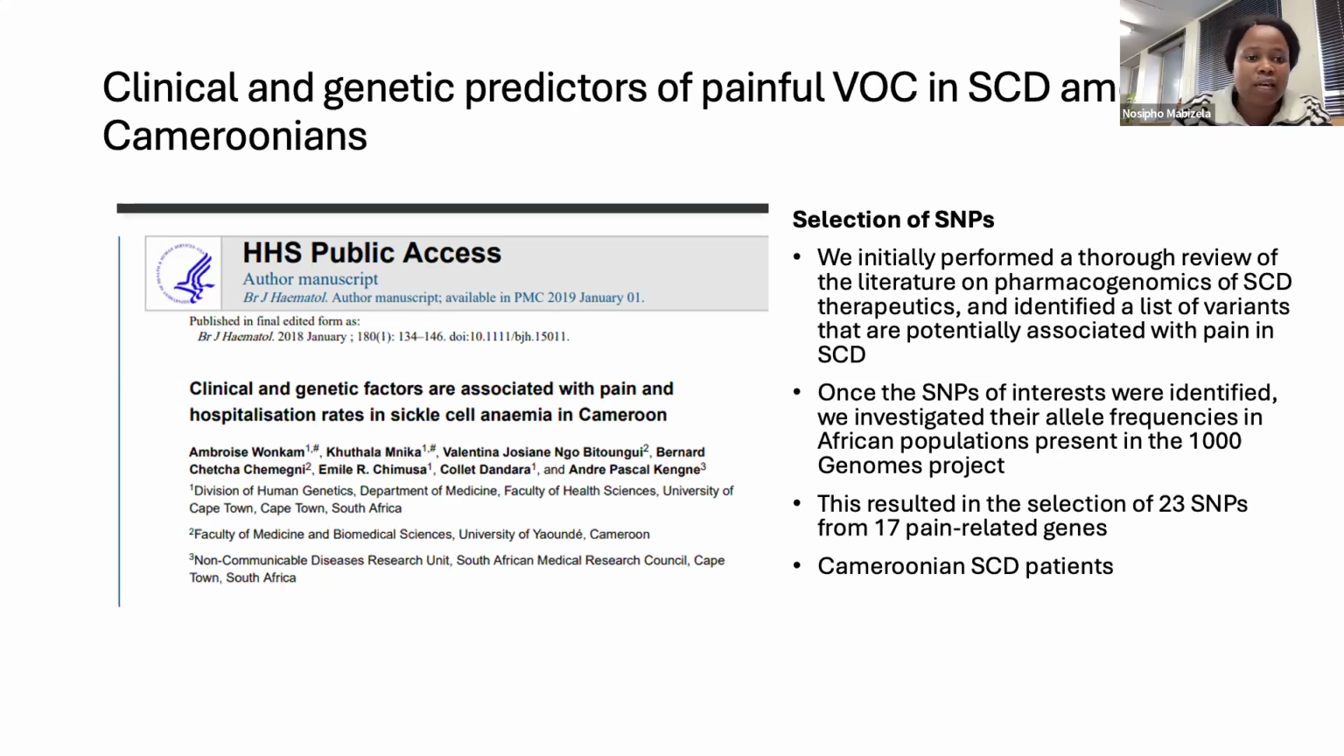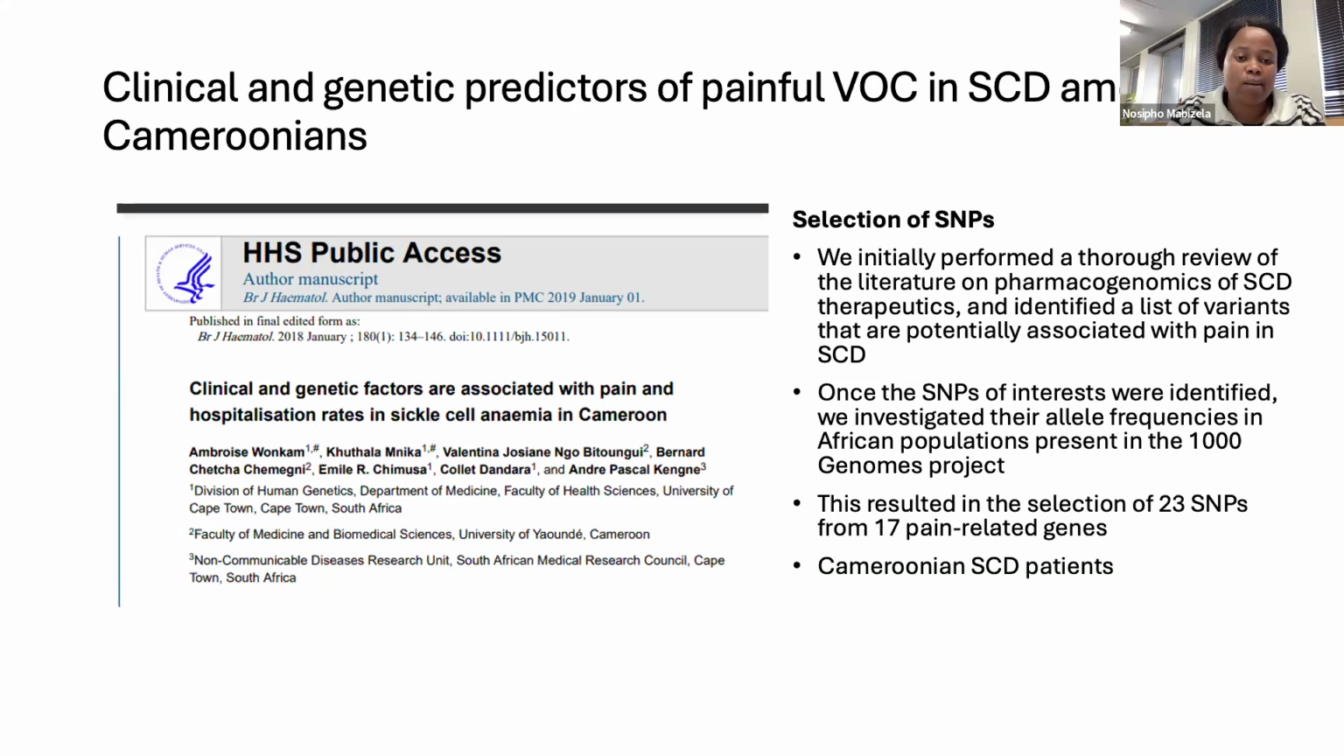So for us to fill the gaps that we've identified in our literature search, we did a study looking at the genetics and the clinical predictors of painful vaso-occlusion crisis in sickle cell patients. These patients were from Cameroon. We did targeted genotyping. Most of these SNPs were genotyped using TaqMan assay. Some of them were outsourced using a MassARRAY.